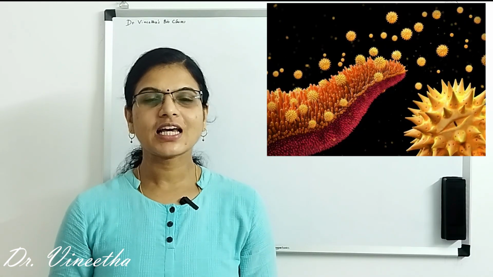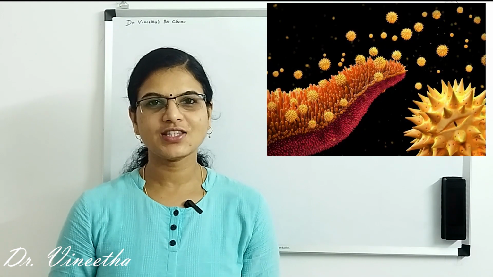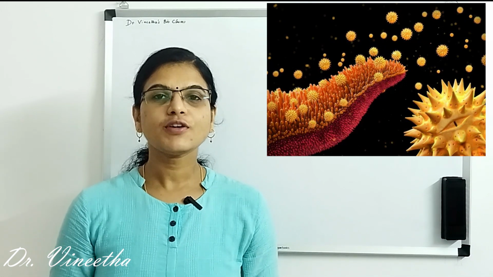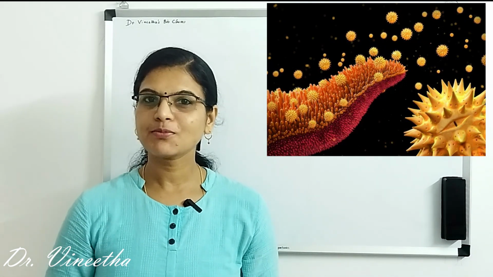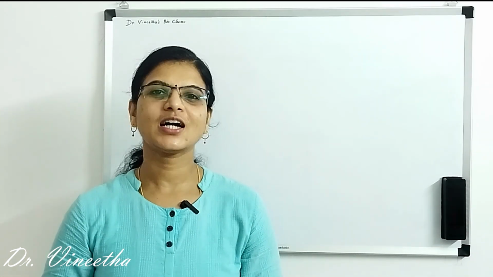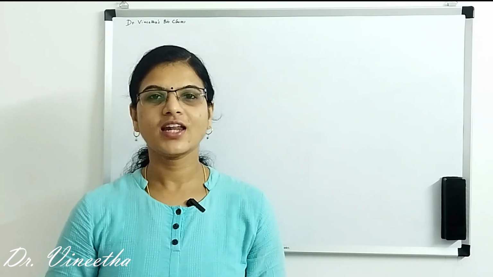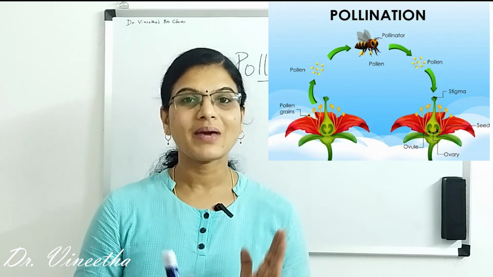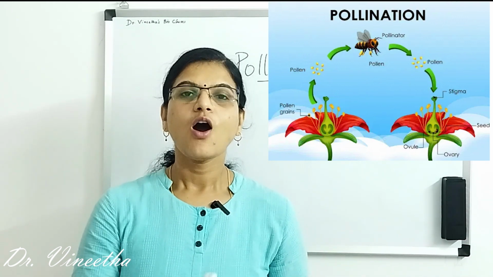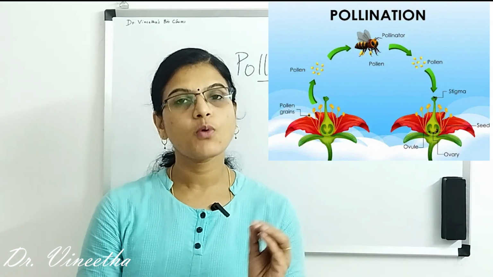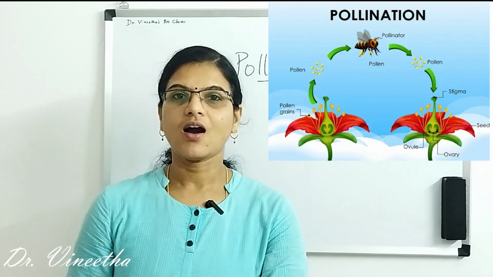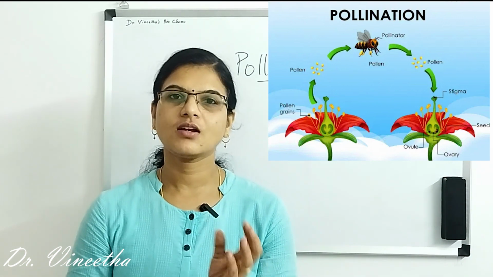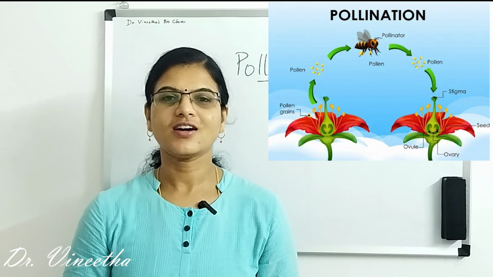The male and the female gamete have to come together for fertilization. But if both of them are non-motile, how do they come together? So here comes the next term, pollination. Pollination is a process, a mechanism of transfer of the male gametophyte in the pollen grains to the stigma of the pistil or carpel of a flower.